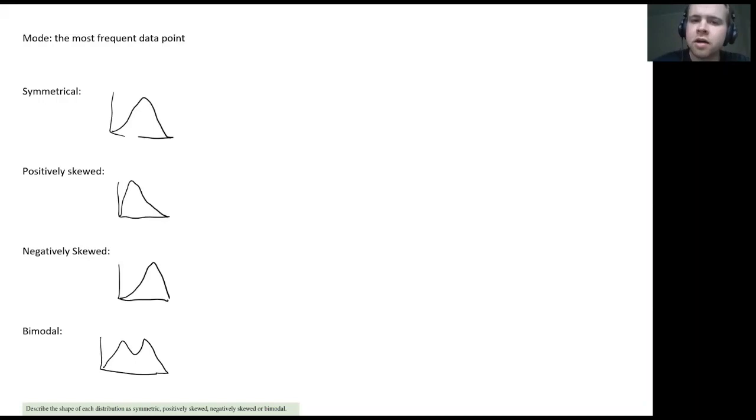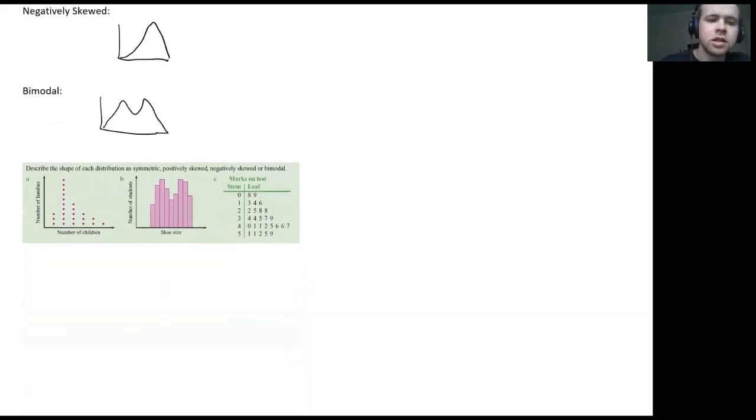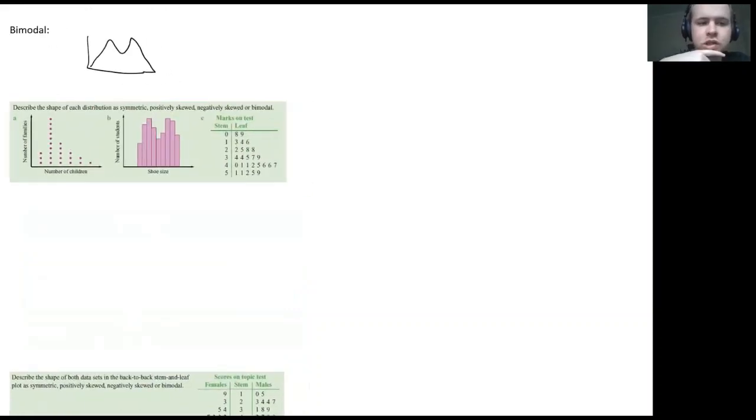So there are particular terms that we use to describe data sets and their spread, how that data is spread out. Let's look at a few examples here. We've got to describe the shape of each distribution as either symmetric, positively skewed, negatively skewed, or bimodal. All we have to do is look at that shape and say, is it slanted one way or the other, is it symmetrical, or does it have two peaks?